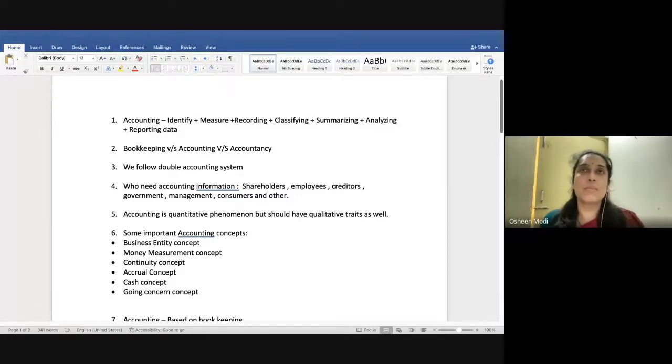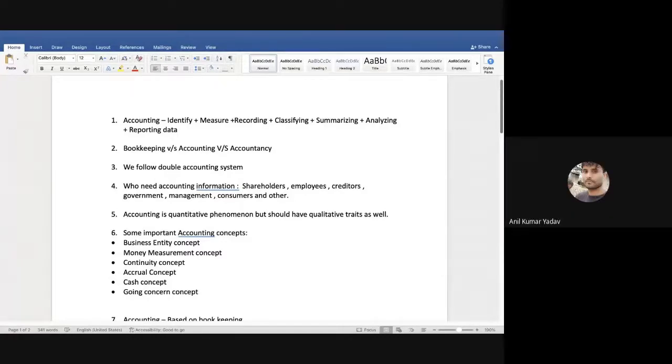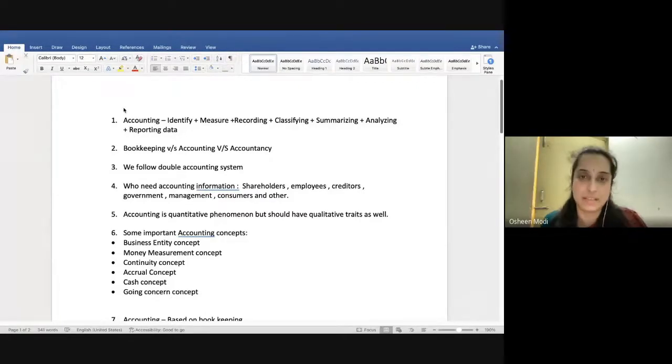Then comes summarizing. I'll ask you one particular thing. If I put in one place purchase, sale, then machinery purchase, and then loss by theft, if I put all these things in one place, will I be able to make some sense out of it? If I put everything in one place, will I be able to understand it? No, no ma'am. Then in that case, what comes into the picture is summarizing.